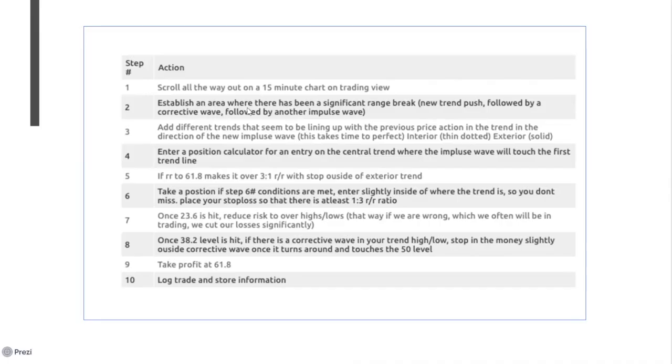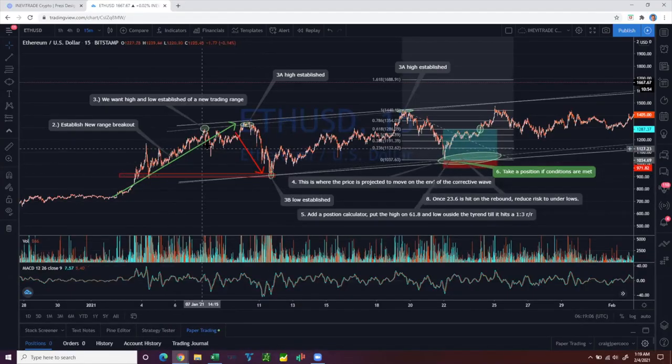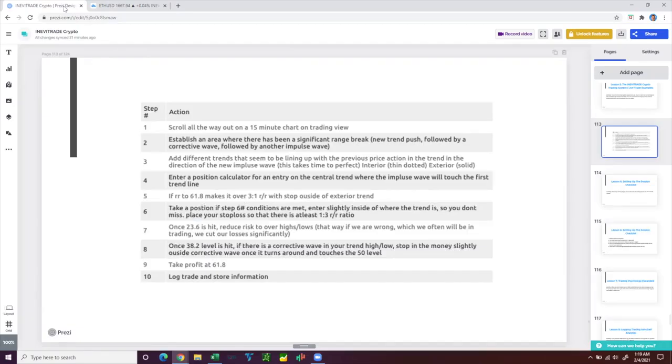Number 2, establish an area where there has been a significant range break, new trend push, followed by a corrective wave, followed by another impulse wave. So a corrective wave is a pull down or a sharp pull down on a trend, and an impulse wave is a longer term move inside of a channel. So we have over here a larger move right here, which is going to be an impulse wave, and then a corrective wave is the shorter, more sharp, rash corrective waves, essentially.